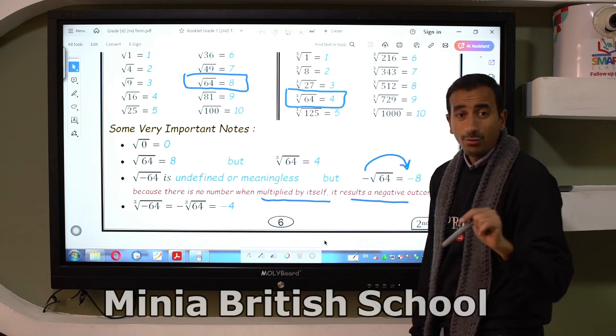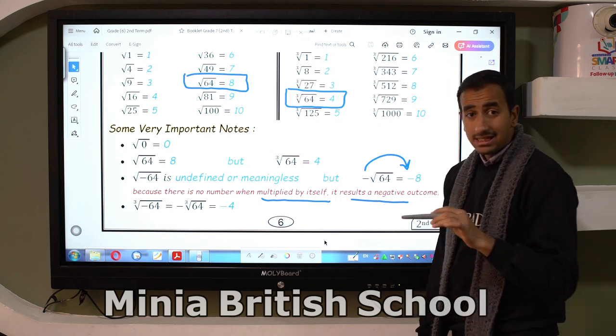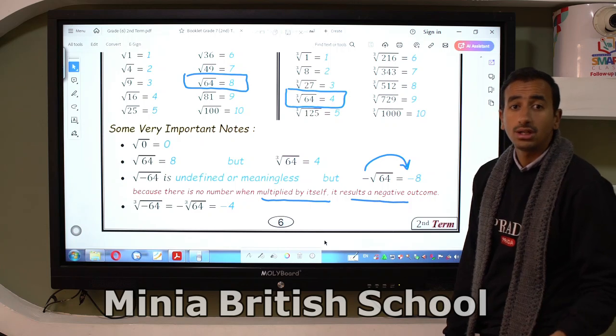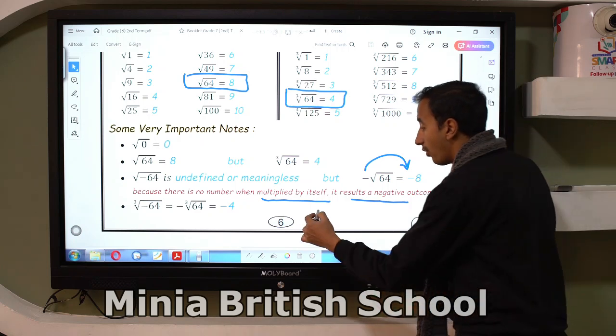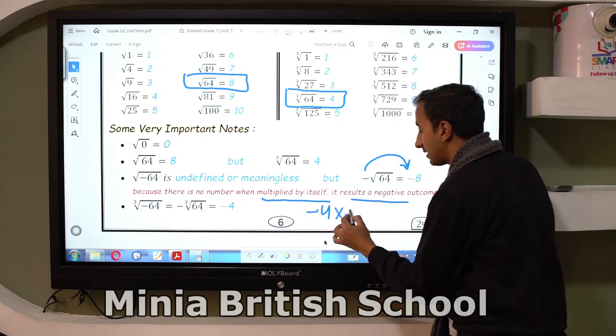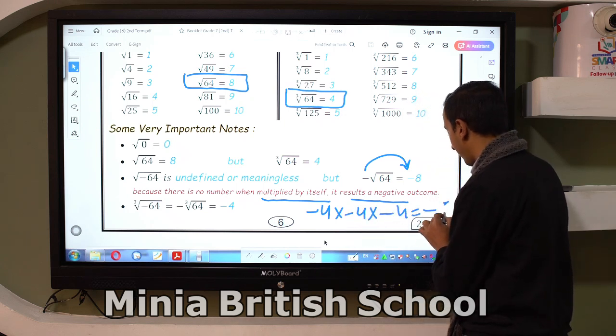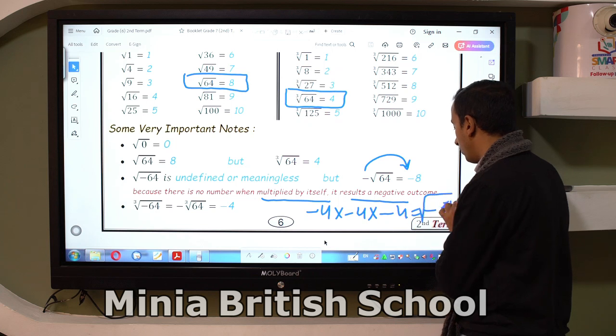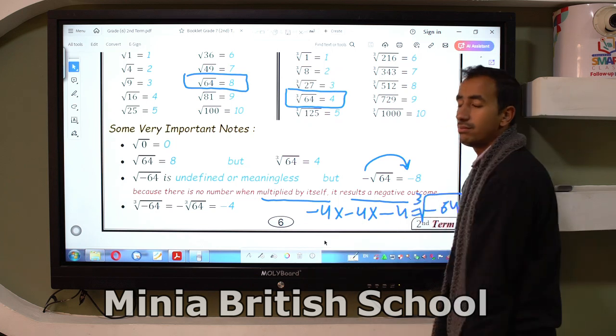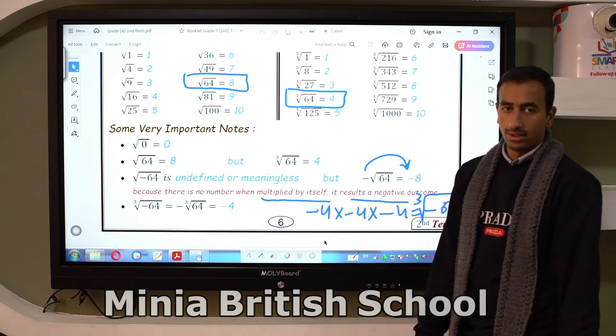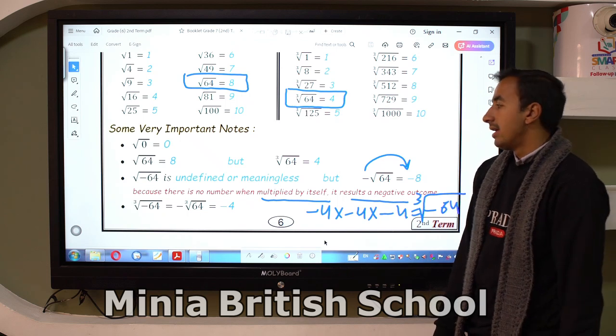Mister, is the cube root of a negative number defined? Yes, the cube root of a negative number is defined, because negative 4 times negative 4 times negative 4 equals negative 64. So you can write the cube root of negative 64, and the answer will be negative 4. Yes, okay.